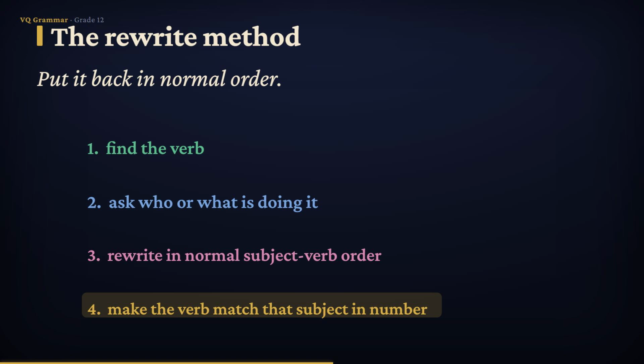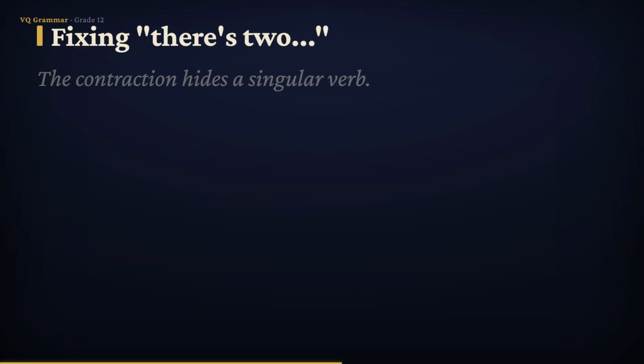Rewriting in normal order is what saves you, because it lines the subject up right beside the verb, where the agreement is impossible to miss. Before we practice, let's fix the single most common mistake in this whole lesson.